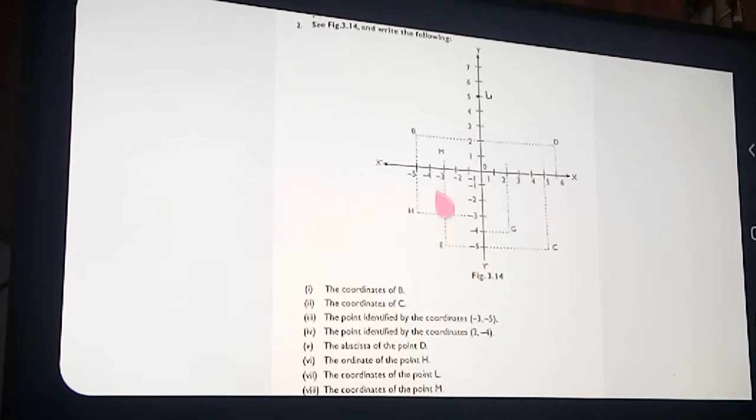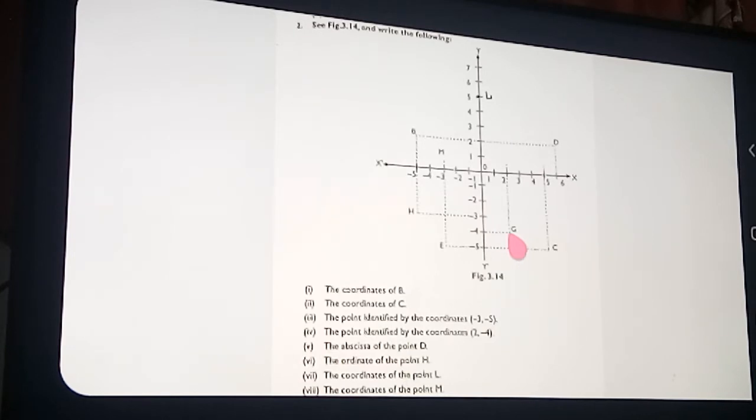Next question, see. Question number 4, read: the point identified by the coordinates 2, -4. 2 means what? X-coordinate. First written means x-coordinate. Where does x-coordinate 2 come, you see? Here. And where does -4 come? Y-axis -4, see here. 2 and -4. See here, this point comes now.